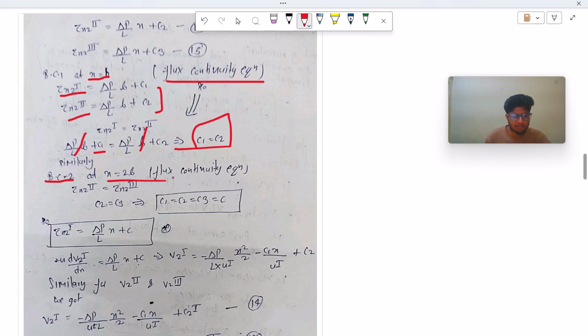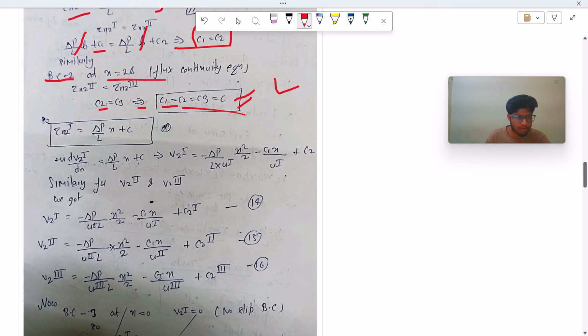Similarly, applying boundary condition 2 at x equal to 2b, here also we have the flux continuity equation, so tau xz2 equal to tau xz3. We get C2 equal to C3. So C1 equal to C2 equal to C3. We take all three constants as a single constant C. So our equation reduces to tau xz equal to delta p upon L into x plus C.